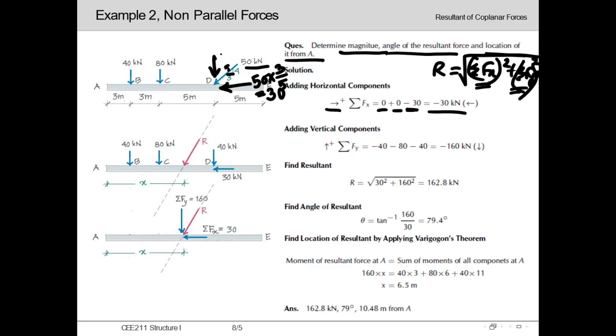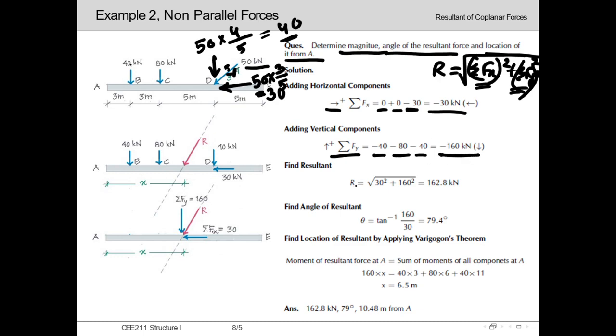For this 50 kilonewton, the y component will be 50 into the height, which is 4, over the hypotenuse, which is 5. The denominator will always be fixed, which is the hypotenuse. From here we will get the value as 40. This 40 is acting downward. Now calculating summation of f of y, we have considered upward as positive. All the forces are acting downward, so all will be negative: minus 40, minus 80, and minus 40. In total it will be minus 160 kilonewton.